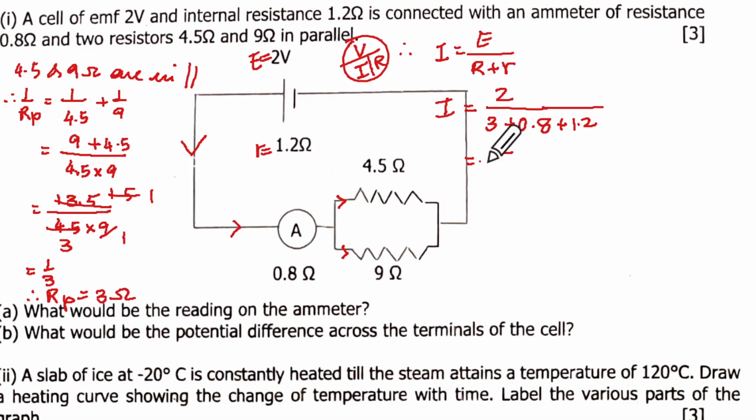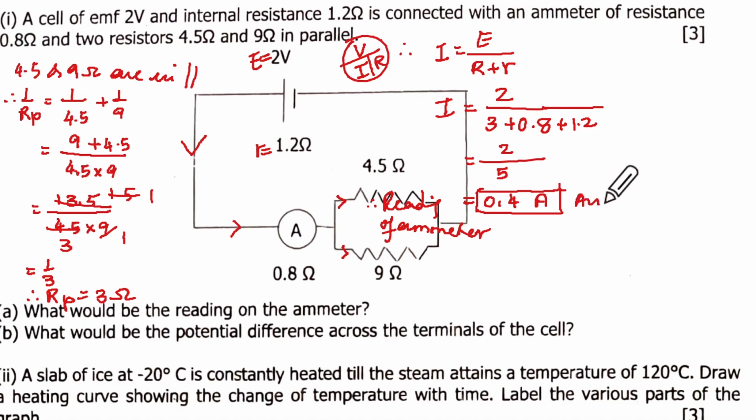That will give us 2 upon, this is 1.2 and 0.8. So that is 2. So 2 upon 5, which is 0.4 ampere. So this is your I. Now here, if you have space, right over there, therefore reading of ammeter. Here itself. So you save your time for writing one more statement. Okay, so this is your answer A.